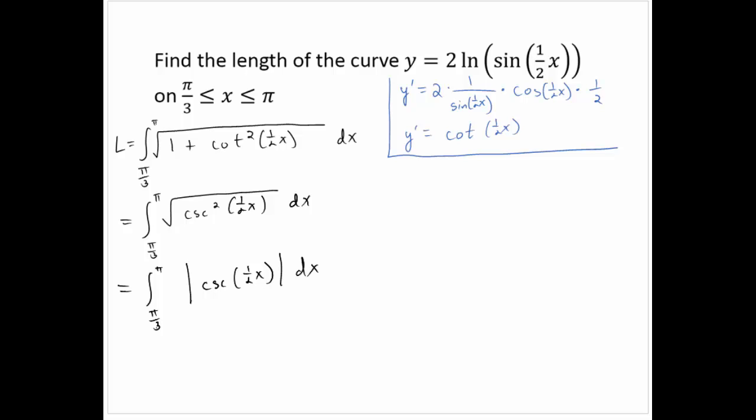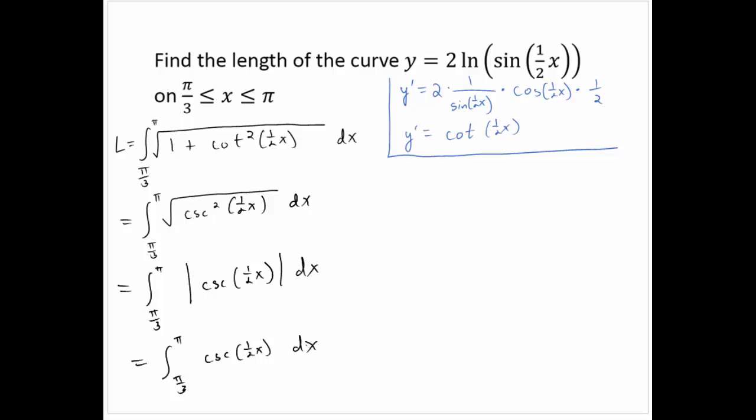On the interval pi over 3 to pi, the sine, S-I-N-E, the sine function is positive, and so therefore the cosecant function would also be positive, or 0. It would never be negative. So I can just rewrite this as the integral from pi over 3 to pi of cosecant of 1/2 x dx.